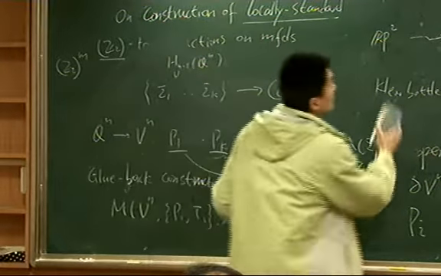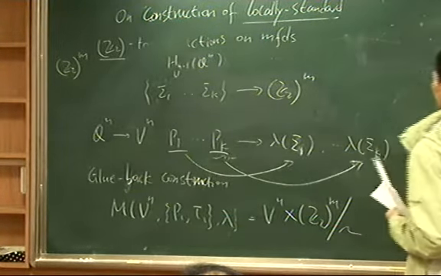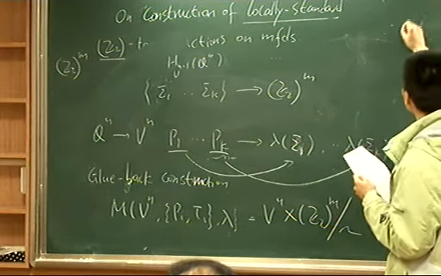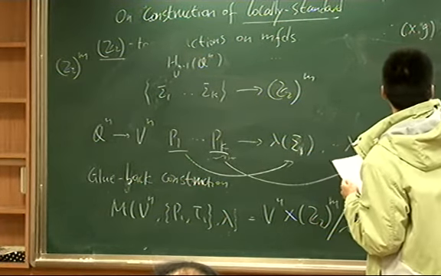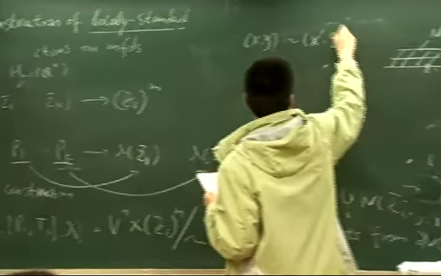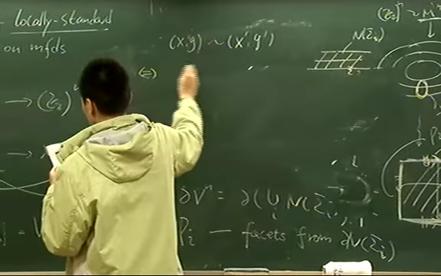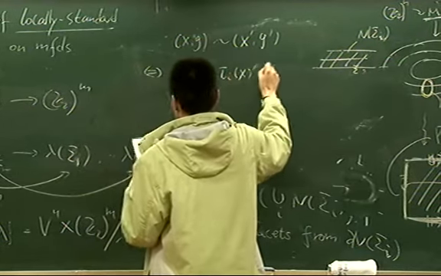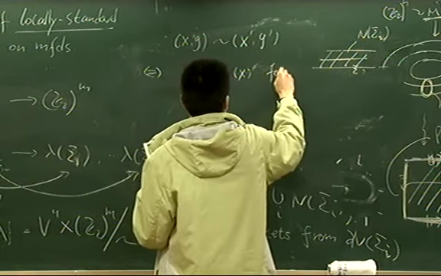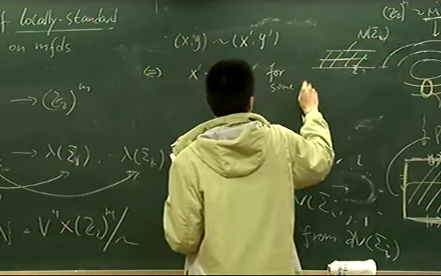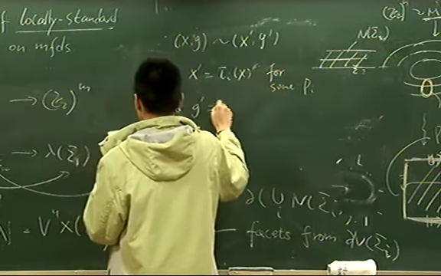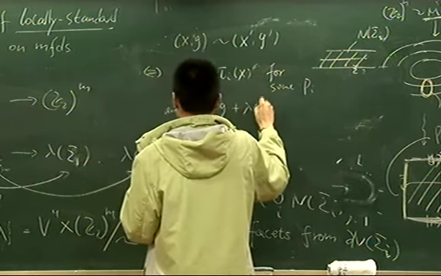It has some relations. The relation is: xg is equivalent to x prime g prime if and only if x prime equals tau i x for some pi, and g prime equals g plus lambda pi.